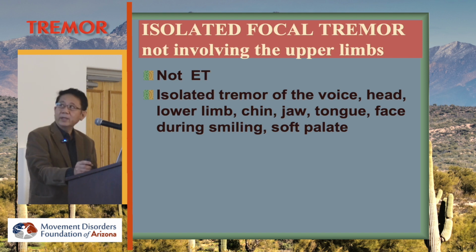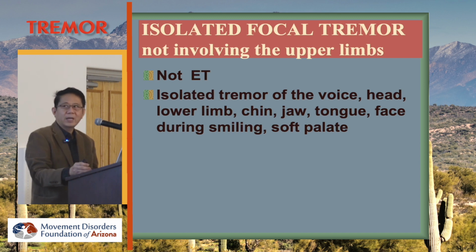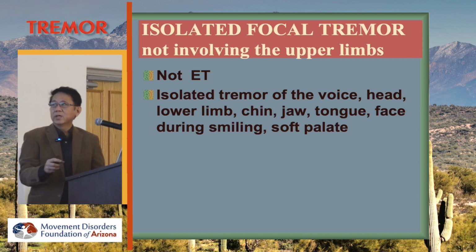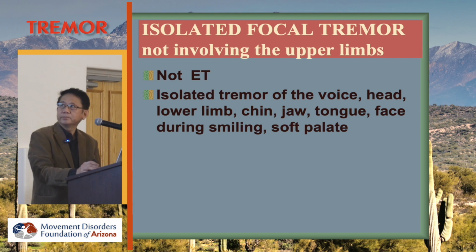Okay, so if a patient has an isolated focal tremor, not involving the hands, is that essential tremor? In the past, we used to lump everything with tremor as essential tremor, especially if there's a family history of essential tremor. But nowadays we call these syndromes or tremor conditions isolated tremor. For instance, you can have an isolated tremor of your voice, or an isolated tremor of your head, your chin, jaw, tongue, face during smiling, or your soft palate.